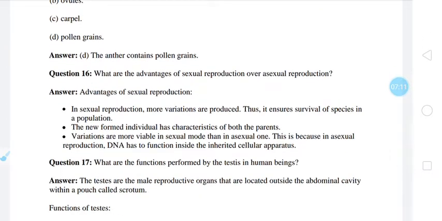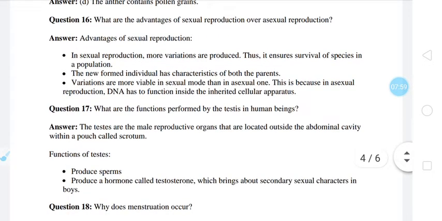What are the advantages of sexual reproduction over asexual reproduction? This question I have told you to write as homework. Once again we will discuss here. Advantages of sexual reproduction are: in sexual reproduction more variations are produced, thus it ensures survival of species in a population. The newly formed individuals have characteristics of both the parents. Variations are more viable in sexual mode than in asexual one. This is because in sexual reproduction DNA has a function inside the inherited cellular apparatus. So sexual reproduction is superior to asexual reproduction.